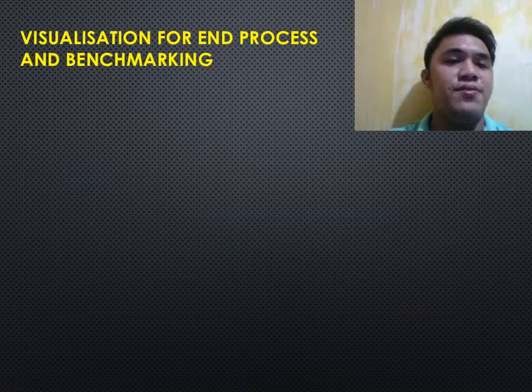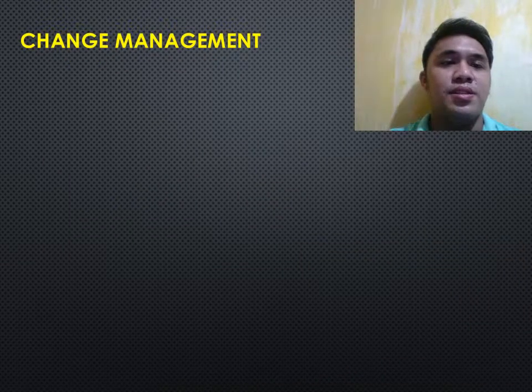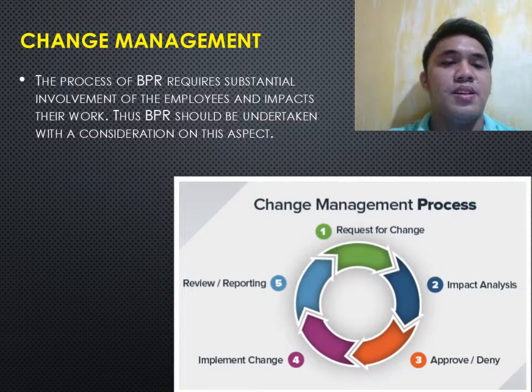The second is the visualization of the end process and benchmarking. The benefits of BPR can be achieved if the company is able to visualize and benchmark their expectations. The company should be able to foresee what they would want their end process to be like. Third is change management. The process of BPR requires substantial involvement of the employees and impacts their work. Thus, BPR should be undertaken with consideration of this.